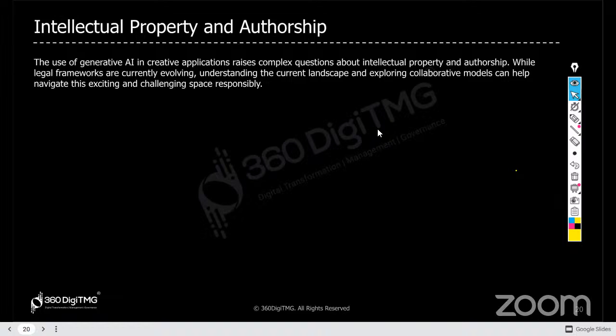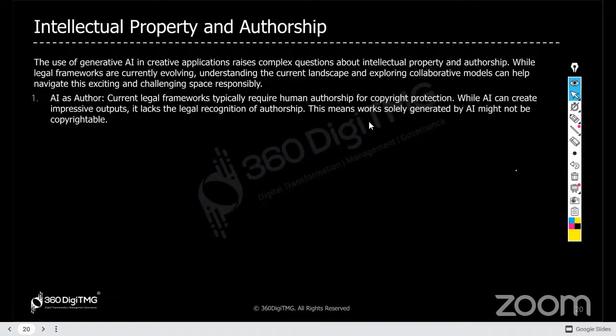So coming to intellectual property and authorship. We are making use of this generative AI. So should AI be considered an author? The law says that a human has to be the author to get copyright protection. This means that even though AI can make really cool stuff, legally it doesn't count as an author. So things created only by AI might not be protected by copyright.